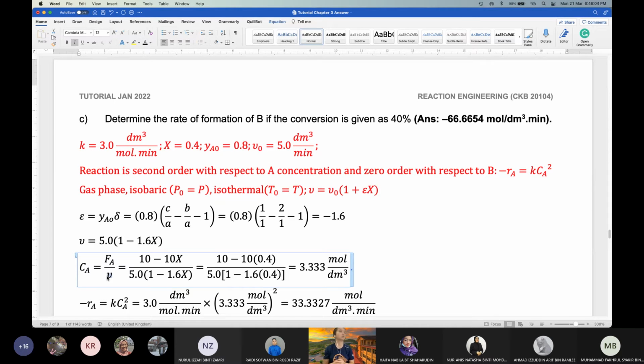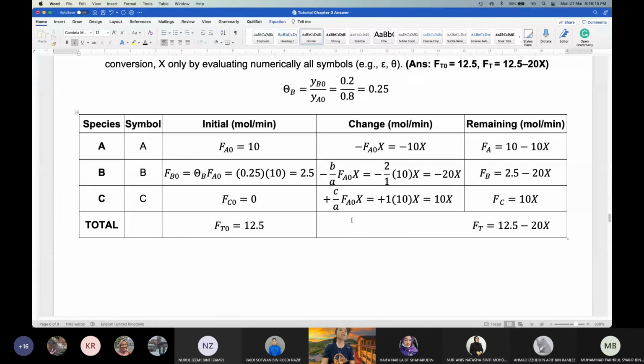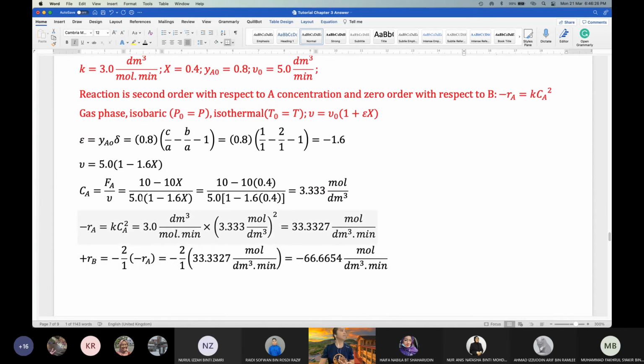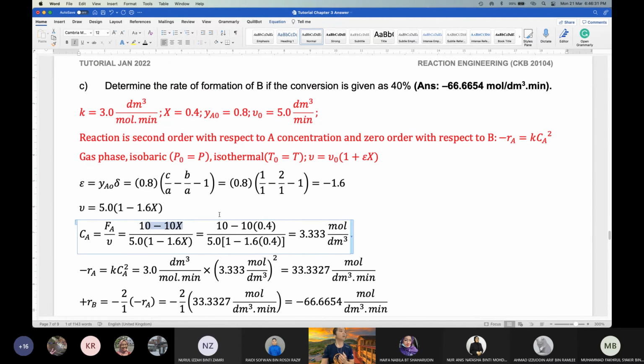Okay, how to find it? Let's do the top part first. FA first. FA is the same. We look at the table to see what FA we are finding. When you do the table, you will know how much your FA is. You will derive and get your FA. For example, in this question, the FA is 10 minus 10x. So I just substitute my FA as 10 minus 10x, and substitute my x with 0.4. So the FA part is no different, it's the same because we take it from the table.